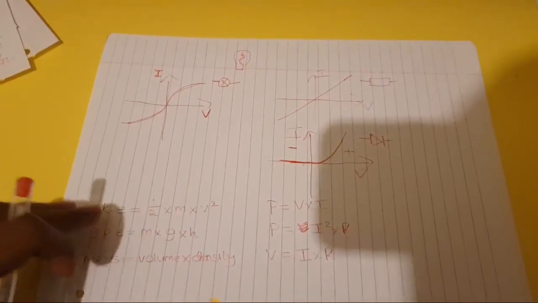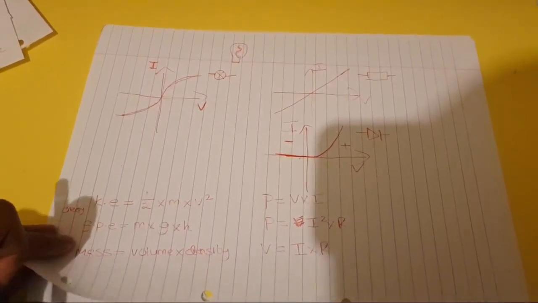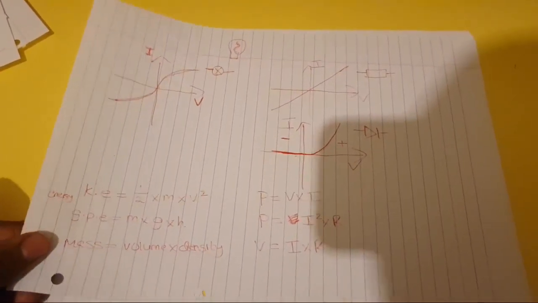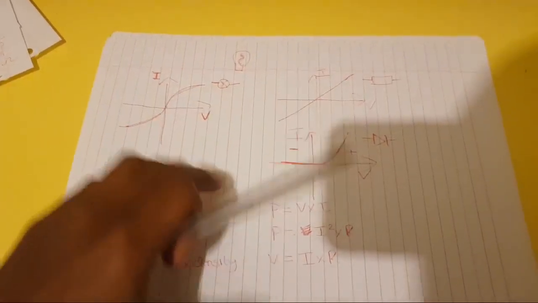I don't think there's that much content in physics compared to the other two. It's very, very basic. It might be hard, but it's just very basic. It's the same thing over and over. All right, so once again, filament lamp, resistor, diode.